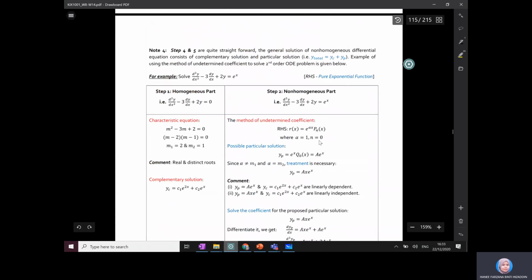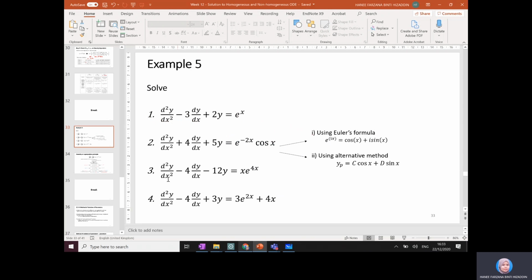So in the notes here, you have different types of right-hand side function. I just selected 4 out of the many examples. Okay. Right, so let's go through one by one. So we're going to start with example 5, number 1.